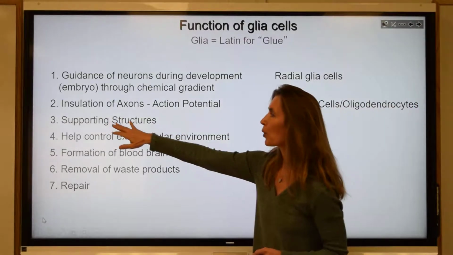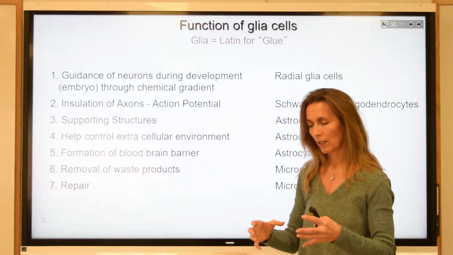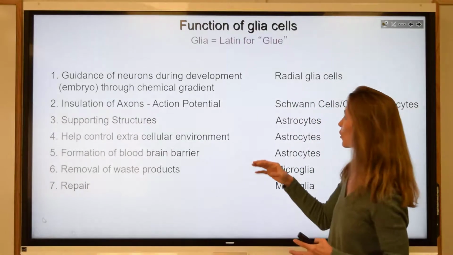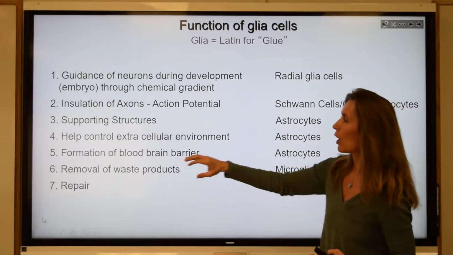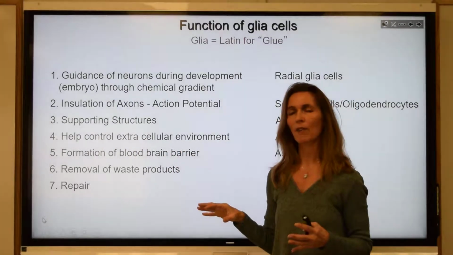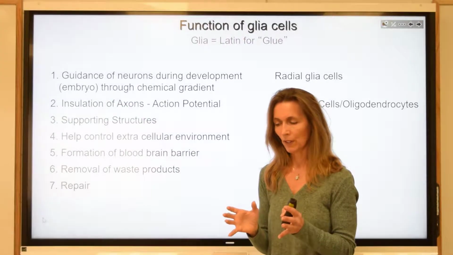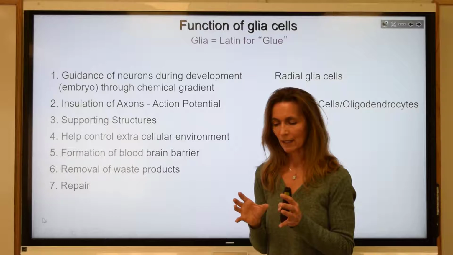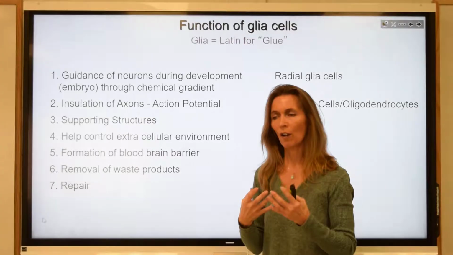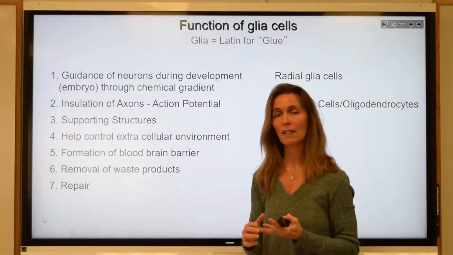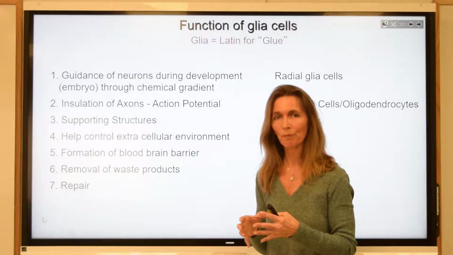Then there are generally supporting structures in order to maintain the integrity of the nervous system and the shape of the nervous system. So there are particularly astrocytes that are important for this. Then they help to control the extracellular environment. So neurons are cells, and they have a very important intracellular concentration of molecules and ions that are very important to be maintained within the cell.